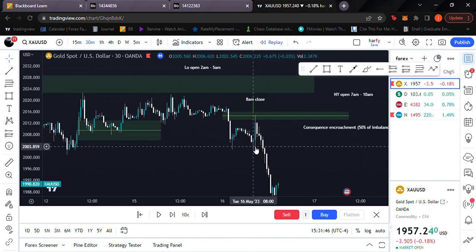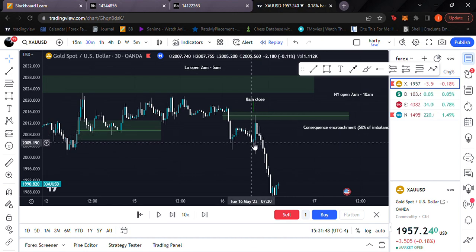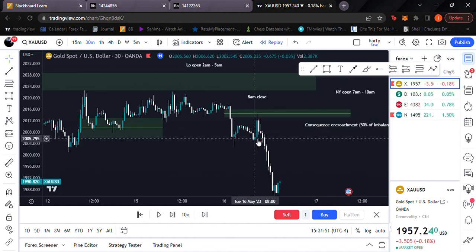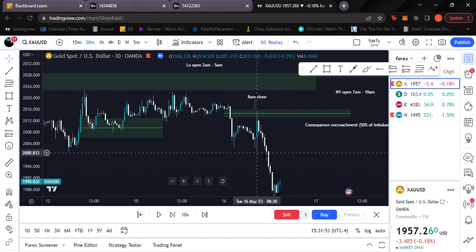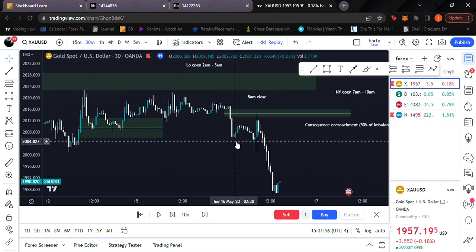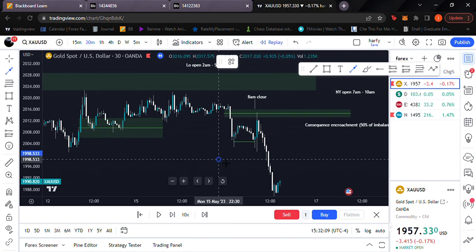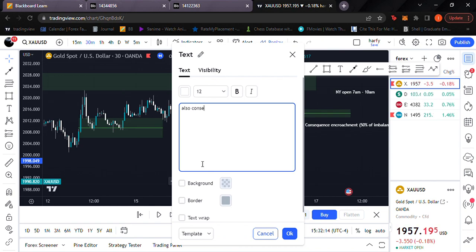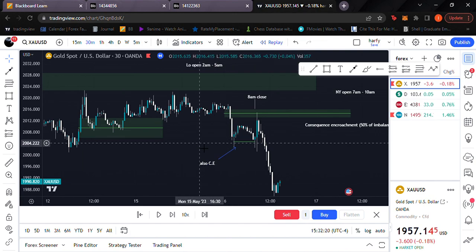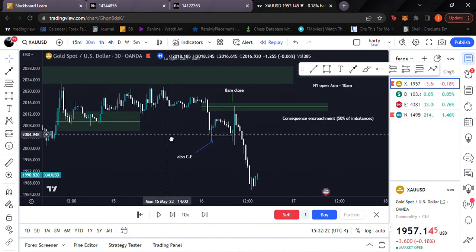You can see how this candle at 8 o'clock closed bullish. This is a confirmation candle for higher prices, especially as price did not close below the 50% level of this wick, which is also consequent encroachment. Just going to put C.E.